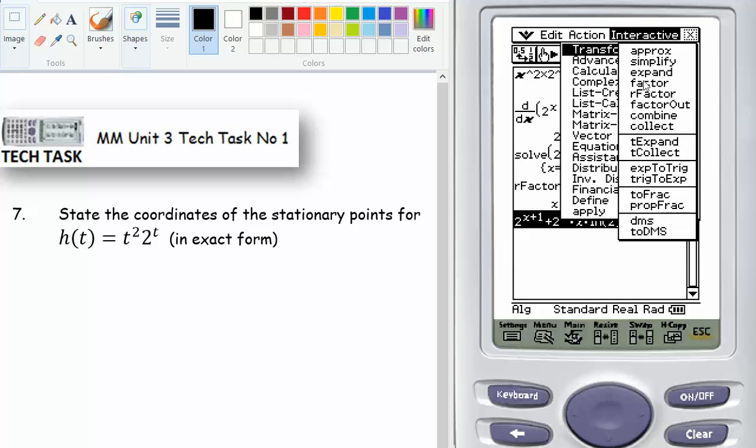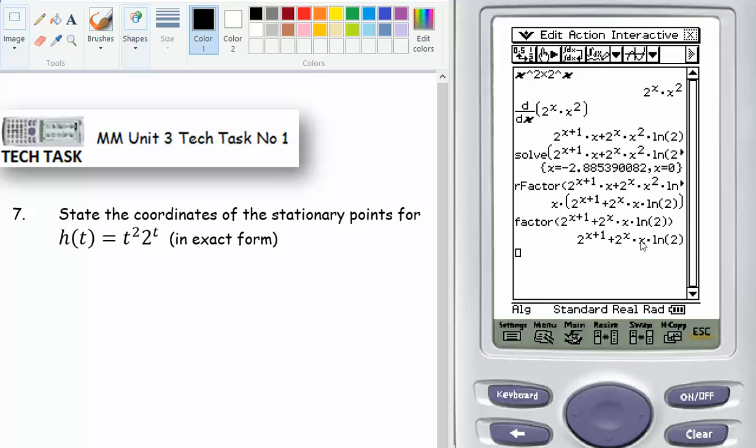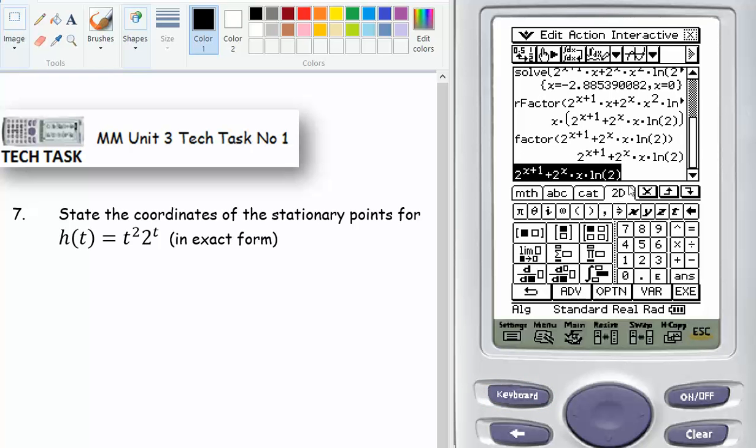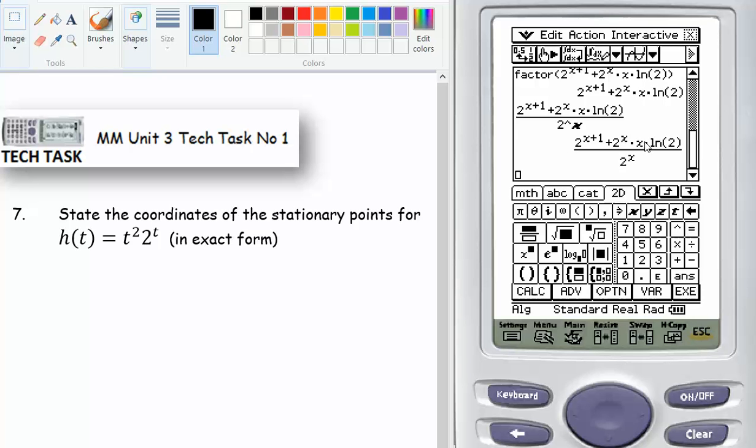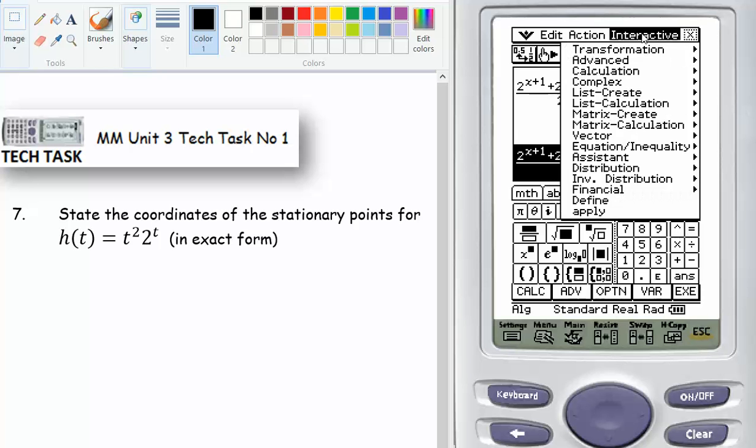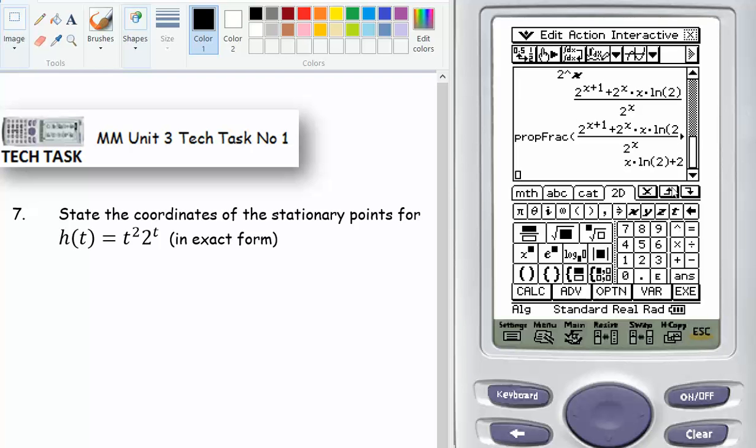And interactive, transform, factor. Didn't take out a common factor. However, I've got 2 to the power of x plus 1 and 2 to the power of x times log base 2 of x. I've got a common factor in there of 2 to the power of x that the calculator didn't take out. So I'm going to take that and divide it by 2 to the power of x, because I can see that there's a common factor in each of them of 2 to the power of x. Didn't do it, so I take it, transform, proper fraction, there it is.